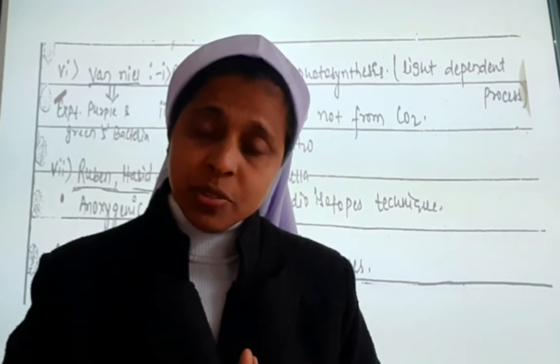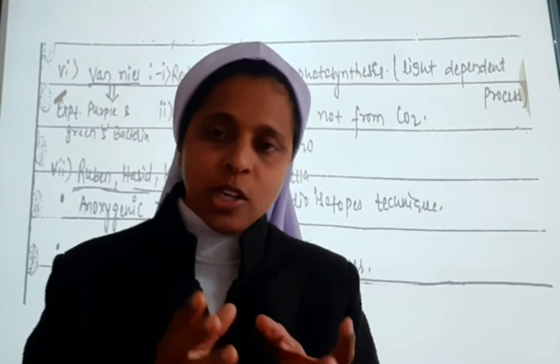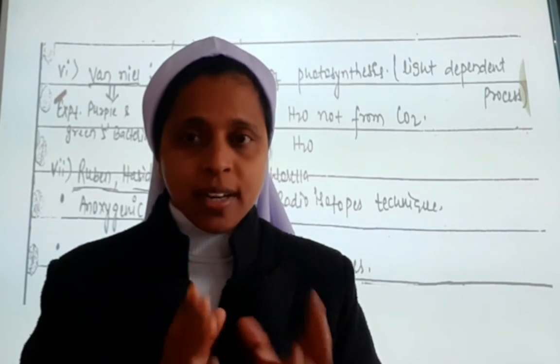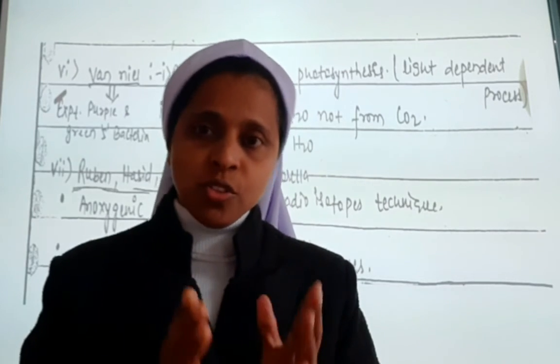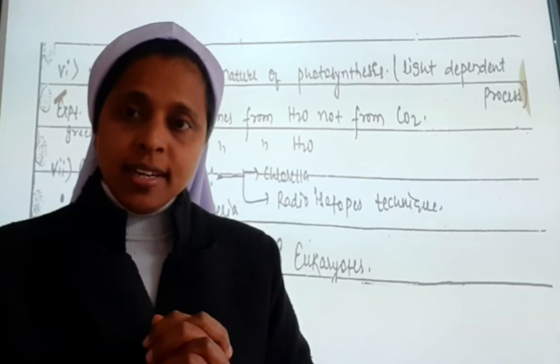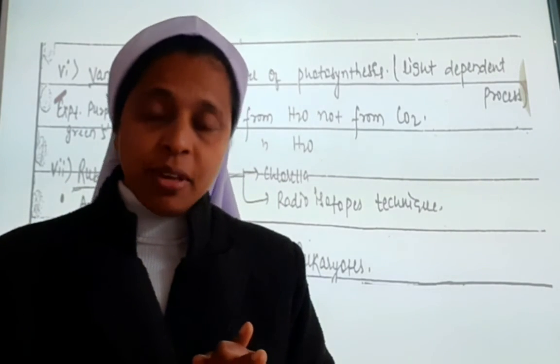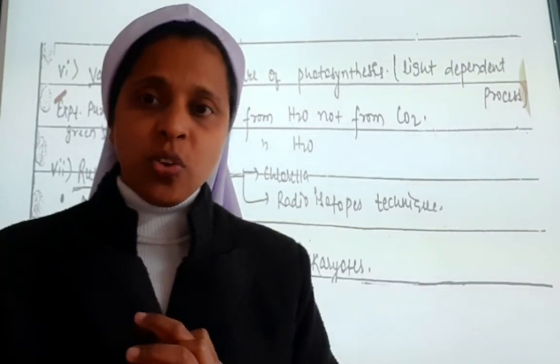Where does this hydrogen come from? Hydrogen also comes from the water molecules. So he observed that oxygen as well as hydrogen come from H2O, water molecules, not from carbon dioxide. That was the experiment he did in purple and green bacteria. Van Niel is a famous scientist, known as Cornelius Van Niel.